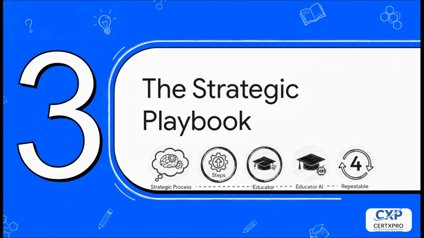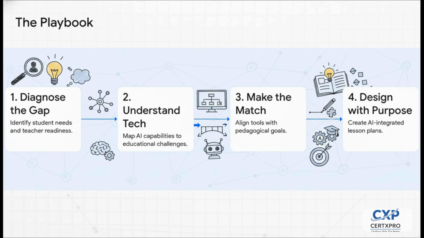All right, so with that foundation in place, let's get to the playbook itself. We've broken this whole strategic process down into 4 clear, repeatable steps that literally any educator can use. So here it is, the playbook. Step 1, diagnose the gap. You got to know the problem you're solving. Step 2, understand the tech. What are its real capabilities? Step 3, make the match. Connect the right tool to the right problem. And finally, step 4, design with purpose. This simple 4-step process is how you turn all that chaos into a really coherent strategy.